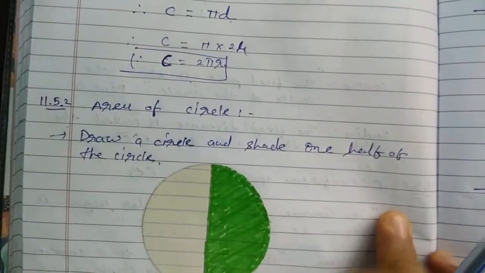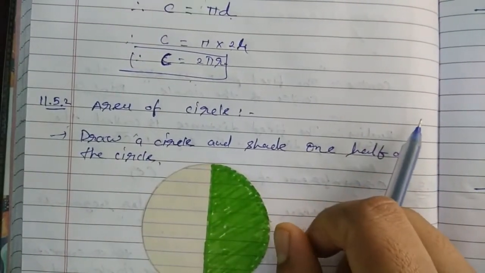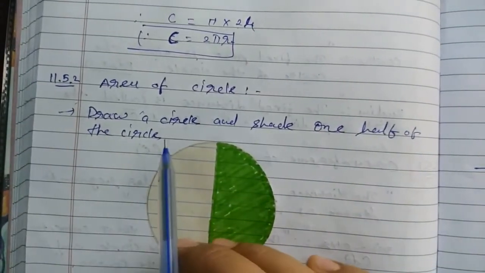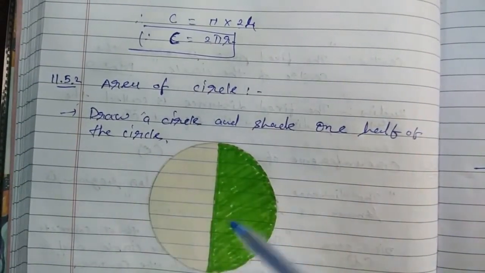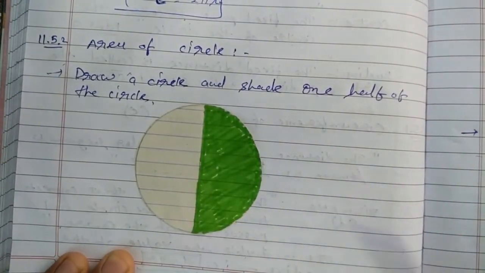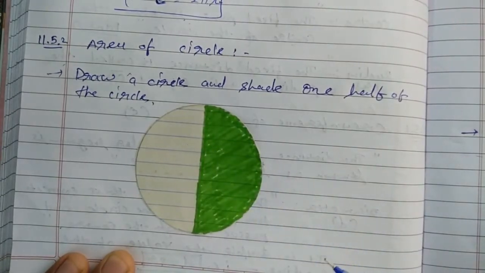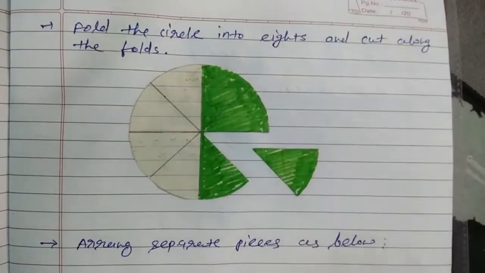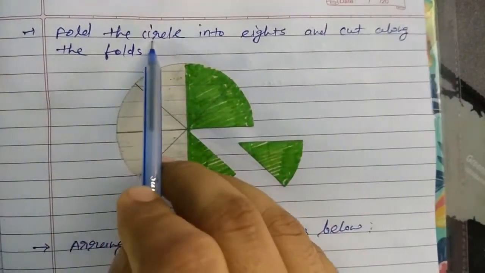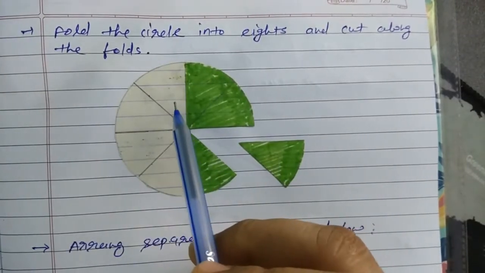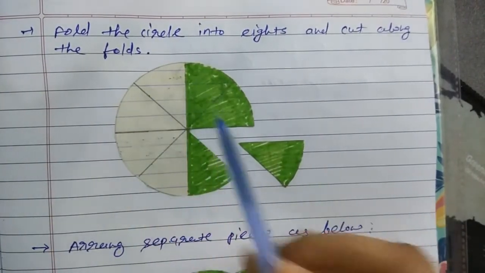Next topic, 11.5.2, area of circle. For that, what we will do is draw a circle and shade one half of the circle. Here this is a circle and we have shaded one half, that is this green part of the circle. Now fold the circle into eighths and cut along the folds. Now we have to fold the circle into eighths, so we will get this kind of figure.